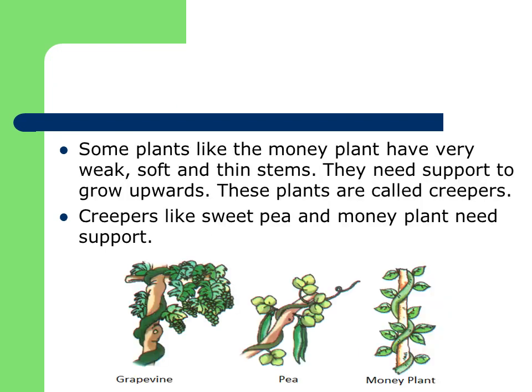Now some plants like the money plant have very weak, soft and thin stems. They need support to grow upwards. These plants are called creepers. Creepers like sweet pea and money plant need support. Can you see the diagram here? The first one is grapevine, which is a creeper, pea and money plant.